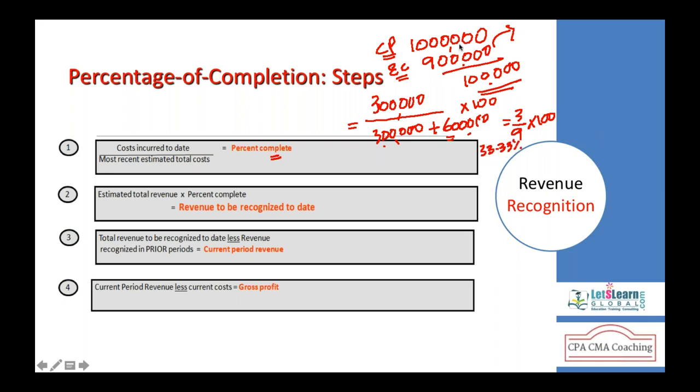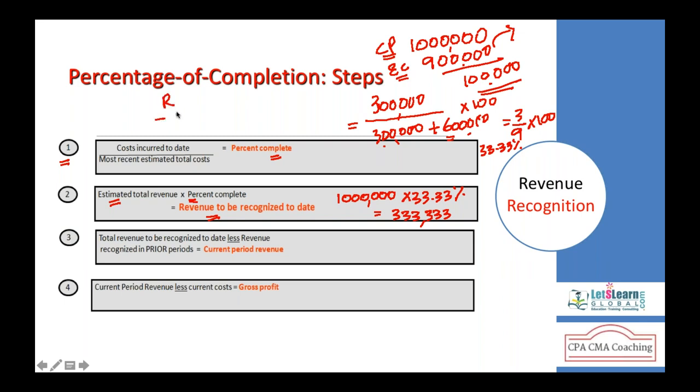Once you calculate this percentage, you'll come to know what amount of revenue should be recognized from 1 million. So the estimated total revenue is nothing but the total contract price, that is 1 million, multiplied by the percentage completed calculated in step 1, that is 33.33%. That is 333,333. So this is the revenue recognized. This is not the profit, it is only revenue.